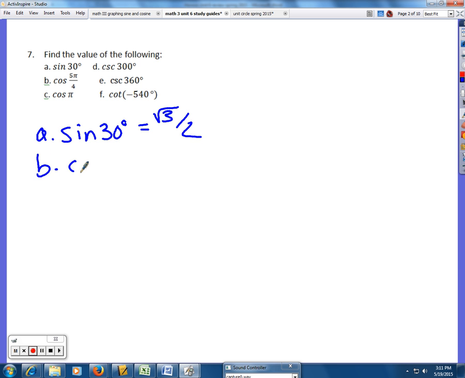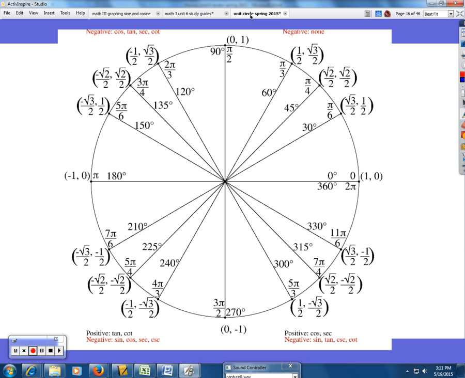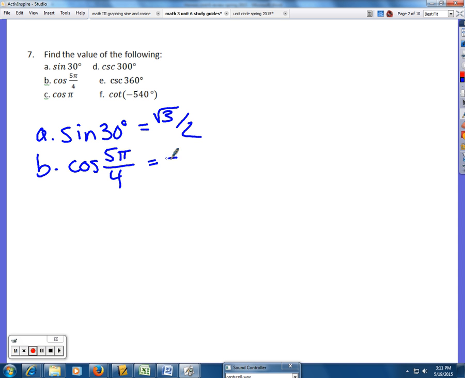For b, cosine of 5 pi over 4, where's 5 pi over 4? Right here. So cosine is going to be the x value, so it's negative square root of 2 over 2. Negative square root of 2 over 2. C, I don't know why I did that. C also is a cosine.